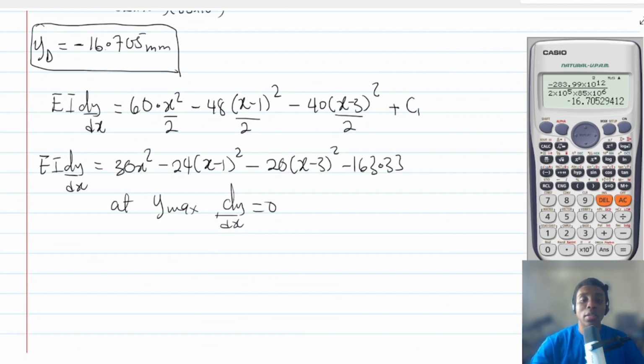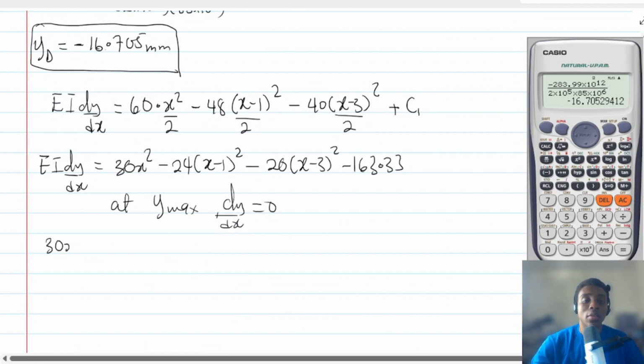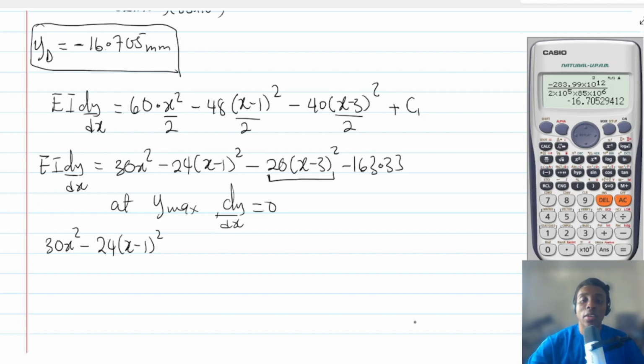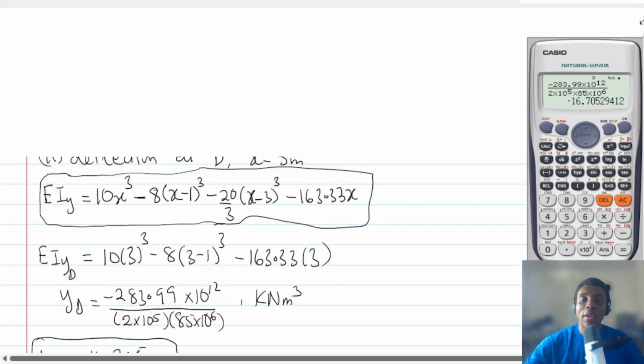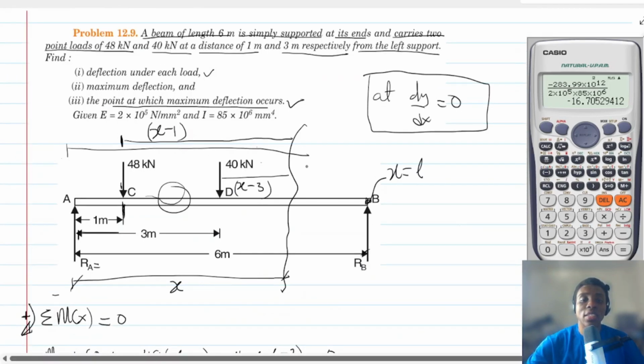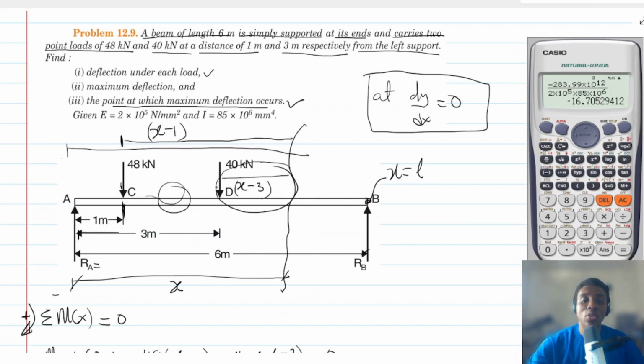That means that since it is occurring between C and D, it's going to be 30x squared minus 24 (x minus 1) squared. We are not going to use the x minus 3 component, and that is because if you look at it carefully from the diagram, you will see that between C and D, x minus 3 is beyond C and D. So we are not going to use this one. I hope the concept is clear.